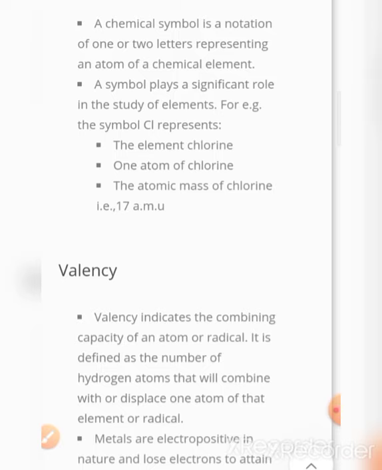When any element is represented by a symbol, like carbon is represented by C, and chlorine also starts with C, then we take the next appropriate letter of the name in the symbol. Like in chlorine, C-H-L-O-R-I-N-E, after C, L was taken and the symbol becomes Cl. In this way, calcium: after C, A was added from the name.